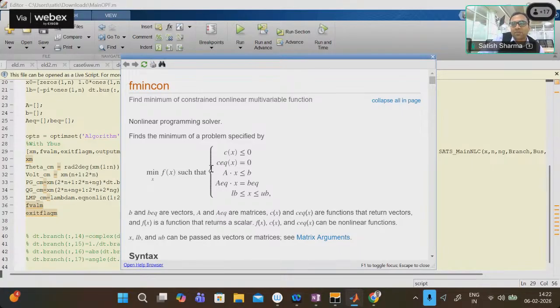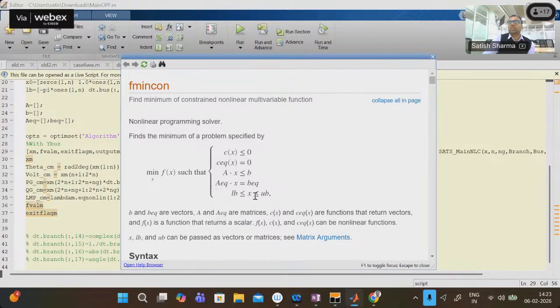Here you can see that we are going to minimize a certain function. That function can be non-linear or linear, but for fmincon this function has to be defined, and we will assume that it is a linear function. Then here is c(x) less than or equal to 0. So c and ceq are basically two constraints which are non-linear in nature. So c(x) and ceq(x) are considered as the non-linear inequality and equality constraints, in fmincon.